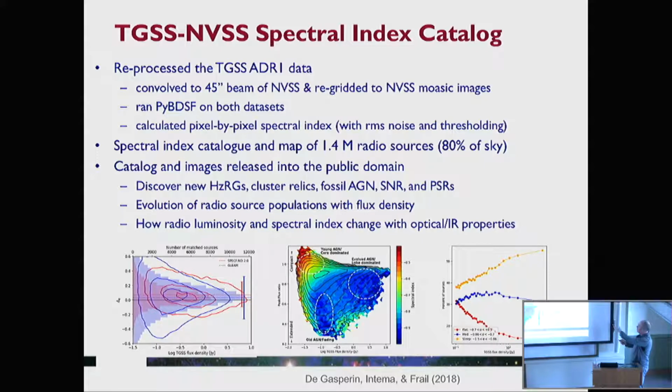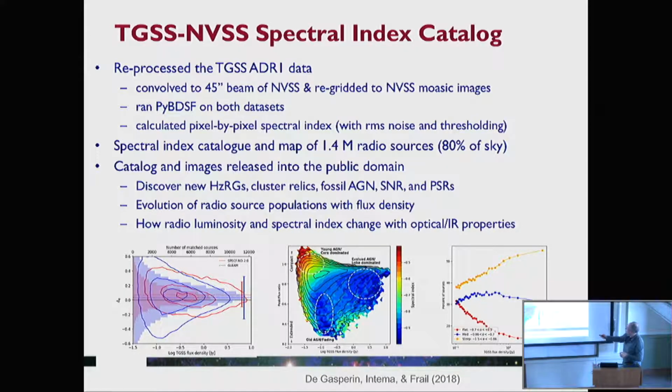The second thing that we've done, and again, this data is all public, is that we compared this TGSS low frequency survey with the centimeter survey, the famous NVSS, Jim Condon's survey. So we took our data, we convolved it to the lower resolution of NVSS, and then we regridded them to the NVSS mosaic. So we just basically took the two surveys, put them on the same mosaic, and ran some modern source finding algorithms on both of them, and created a catalog. And now we can calculate the spectral index from 150 MHz to 1.4 GHz, so over a factor of 10.